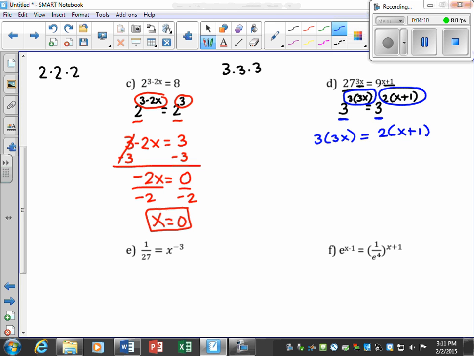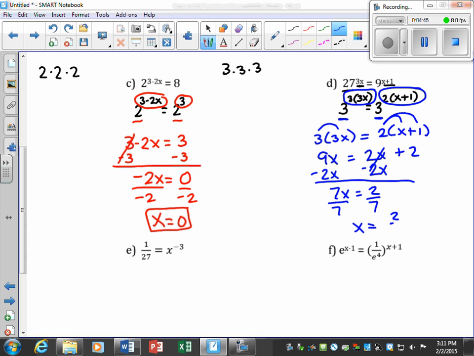And now we're doing some basic algebra and solving equations. So we're going to distribute in full. Distribute these out and simplify. So 3 times 3 is 9x, equals 2x plus 2. Now we want to get all of our x terms on one side. So if I move this 2x over here, I would get 7x is equal to 2. Solve for x, so I divide both sides by 7, and x is equal to 2/7. And that's going to be our answer.